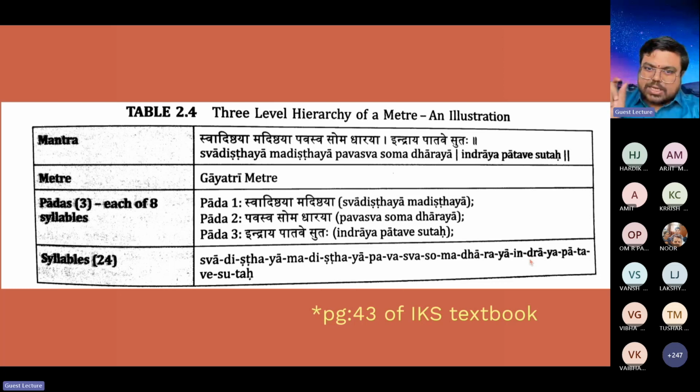Now divide it into basic syllables. Swa, dish, tha, ya, ma, ti, like that, keep on breaking. Totally, you will get 24 syllables. This is how the Vedic mantras are composed in a particular chandas. This is only one example. There are many more examples. If you go to the Essentials of Rigveda book of Professor R.N. Kashyap, he gives many meters and many examples of poems in such meters.